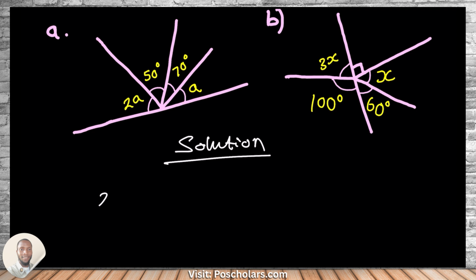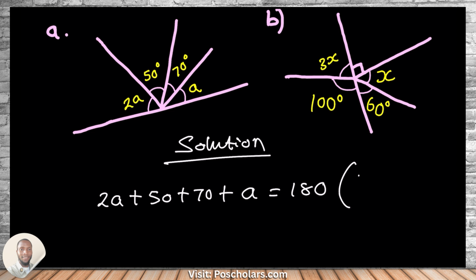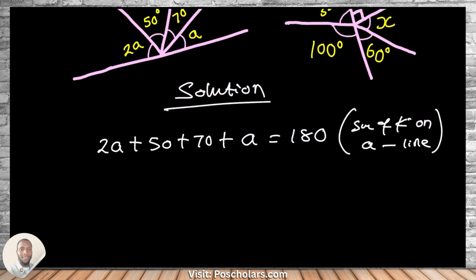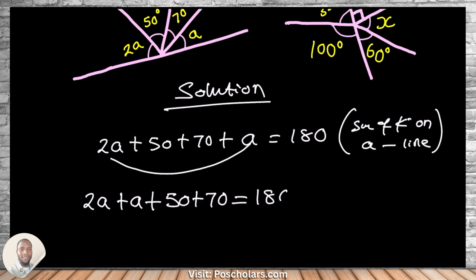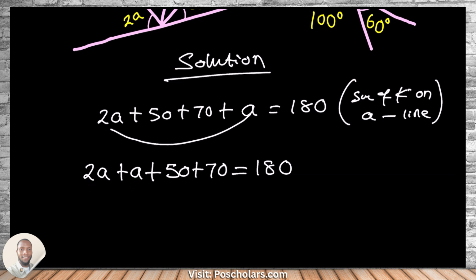We start by saying 2a plus 50 plus 70 plus a equals 180. And what's the reason for this? Sum of angles on a straight line. Next, we collect like terms. To collect like terms, we combine the similar letters. So we say 2a plus a plus 50 plus 70 equals 180 degrees. So 2a plus a gives 3a. Write down 3a plus 50 plus 70 gives 120. 120 equals 180 degrees.